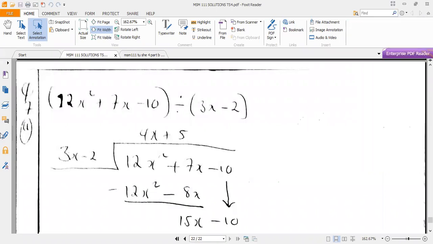Okay, we proceed. So this is our polynomial, isn't it? And then they're telling us that this polynomial should be divided by this smaller polynomial, isn't it, of degree 1, right? So we know that when we're dividing using a long division, isn't it?